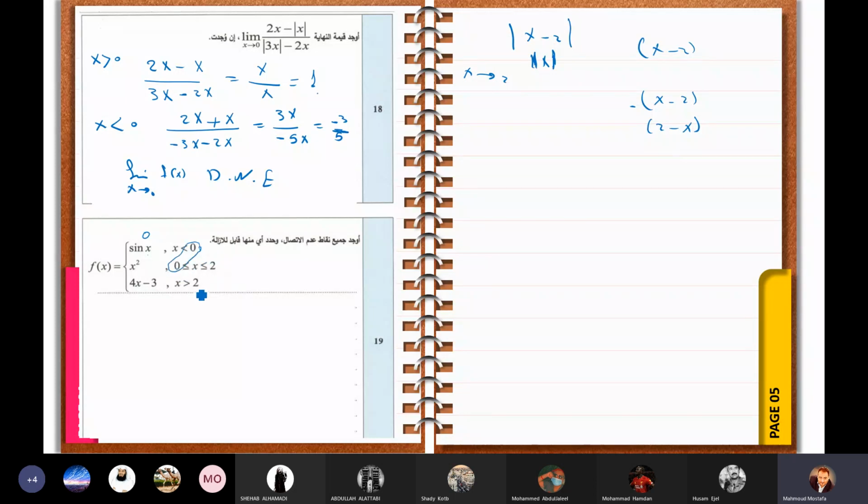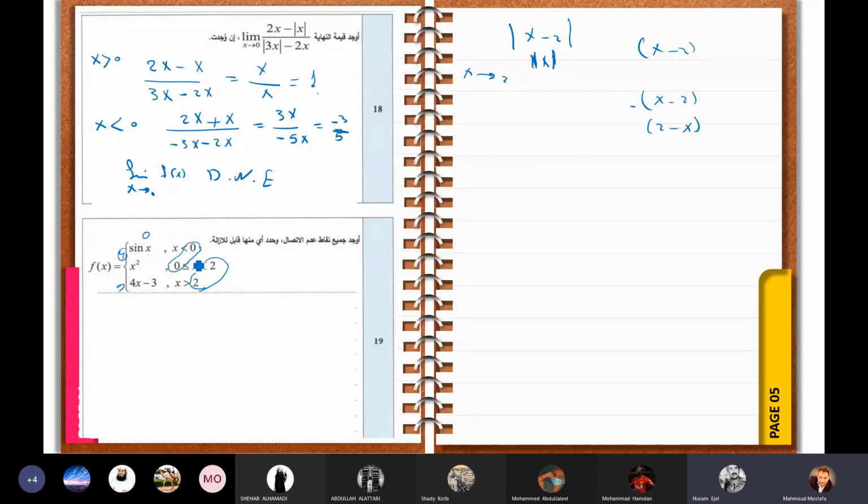Now, 2. 2 power 2 is what? 4. Here is 4 multiply 2, 8. 8 minus 3 is 5. So it is discontinuous at what? X equal 2.